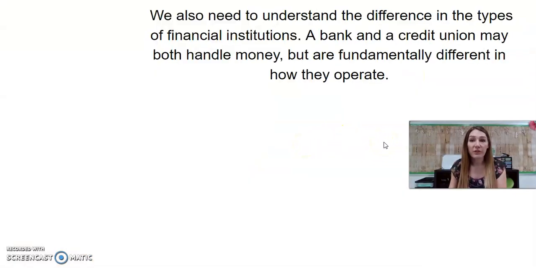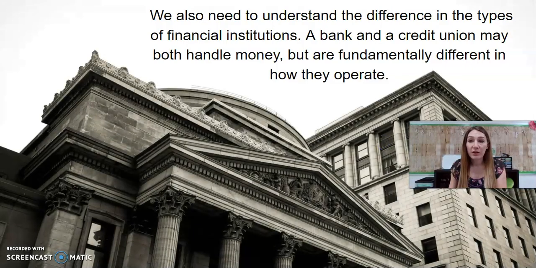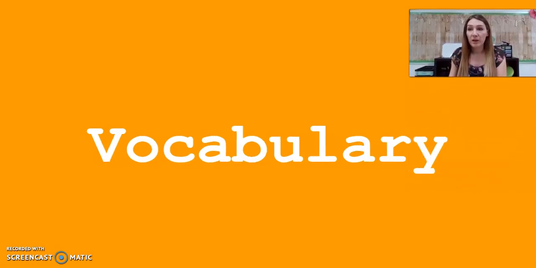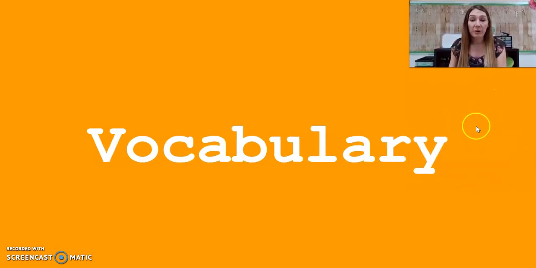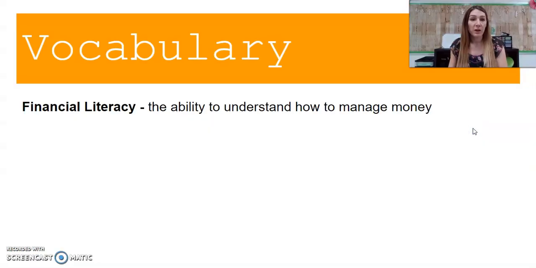We also need to understand the difference in the types of financial institutions. A bank and a credit union may both handle money, but are fundamentally different in how they operate. Okay, let's quickly review our vocabulary before we get into our lesson. Financial literacy is the ability to understand how to manage money.